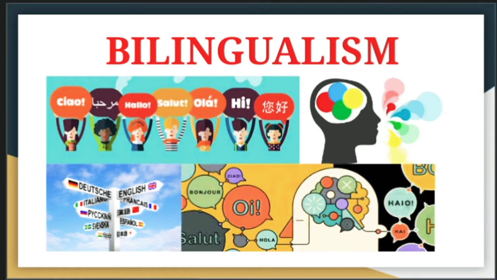Bilingualism is the ability or skill of an individual, or the members of a community, to speak two languages effectively. For example, a person who can speak both English and Spanish, like in classes, foreigners, or communities.